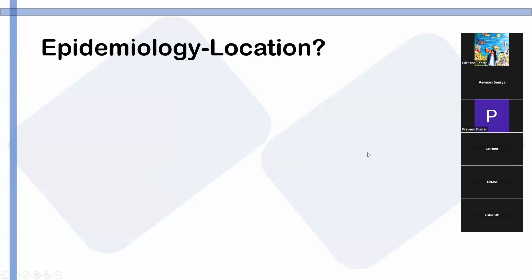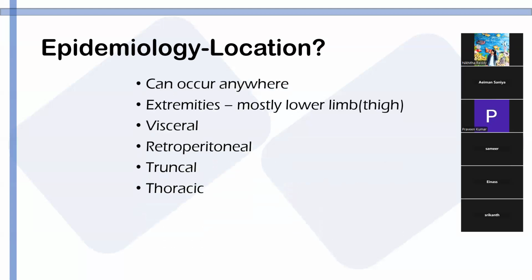Location. Where in the body would these things occur, you think? Similarly in the limbs, sir. More common in the extremity, particularly the lower limbs. Correct. And then the trunk and the retroperitoneum. All right. So this is the order in which it occurs. It can occur anywhere.